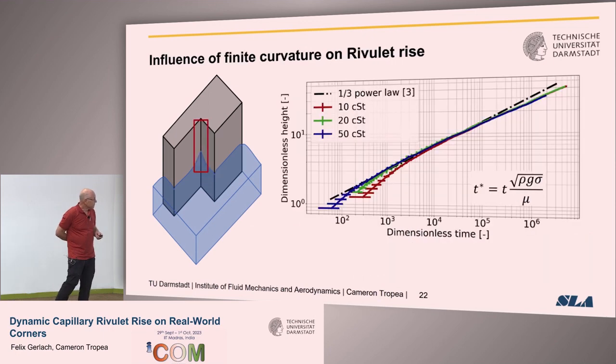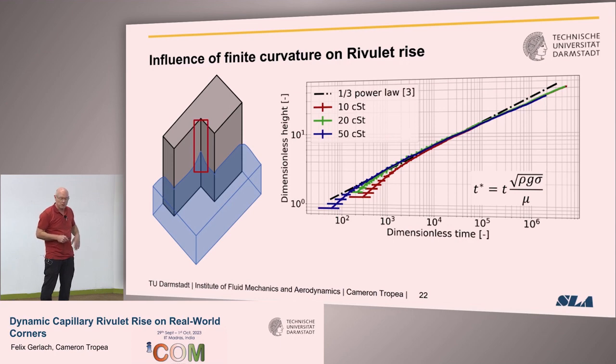The next thing was the finite curvature. When I say finite curvature, again, I mean the real world corner, if it's not exactly 90 degrees. These are some of our experiments with different fluid mixtures. And the 1/3 law is here. This is coming from our friend in the 3rd row here. You can see it agrees very well. This is logarithmic, by the way.